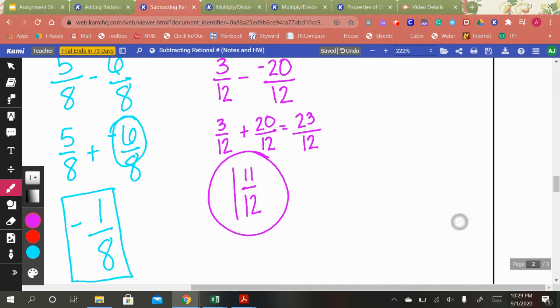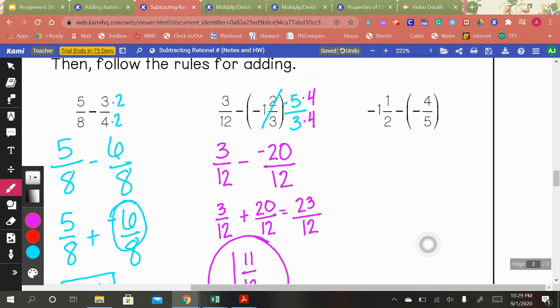All right. One last problem before we finish up with our notes. And that has a mixed number on it. So we need to go ahead and change that to an improper fraction. -3/2 minus -4/5. All right, common denominators between 2 and 5 are going to be 10.